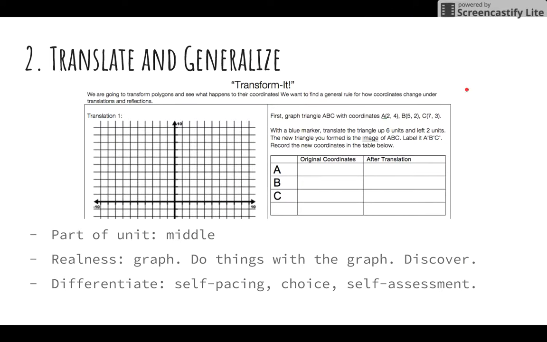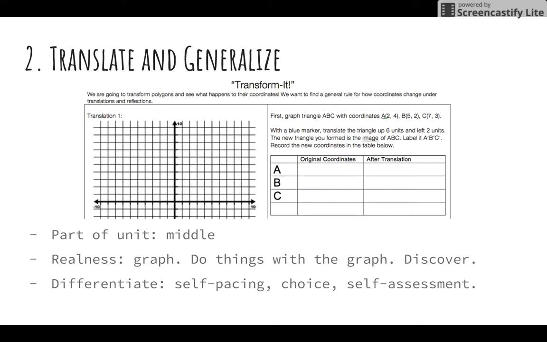The next task is a thing that I made called Translate and Generalize. This is sort of a middle of the unit normal day type task. We're working on congruence and rigid transformations, and I wanted students to practice what that felt like, but also work toward writing rules for translations.